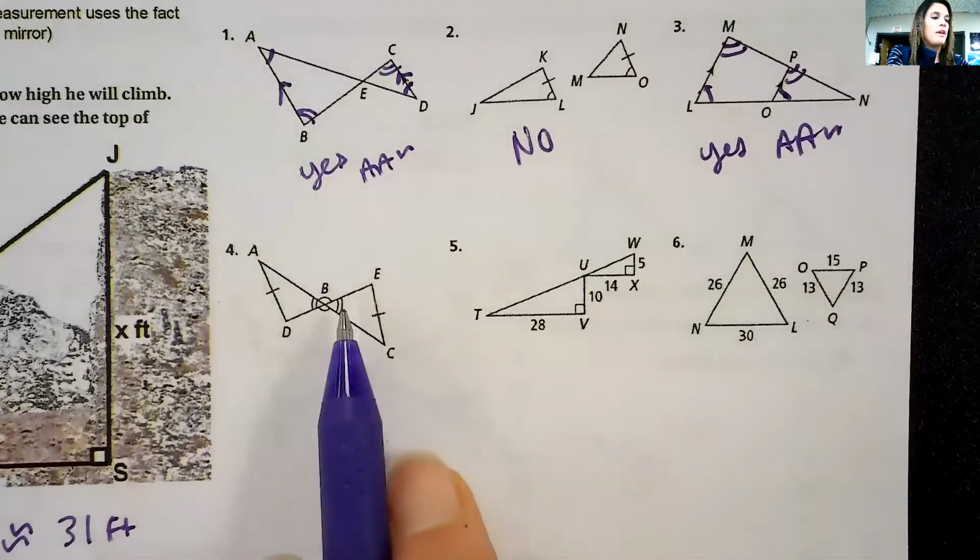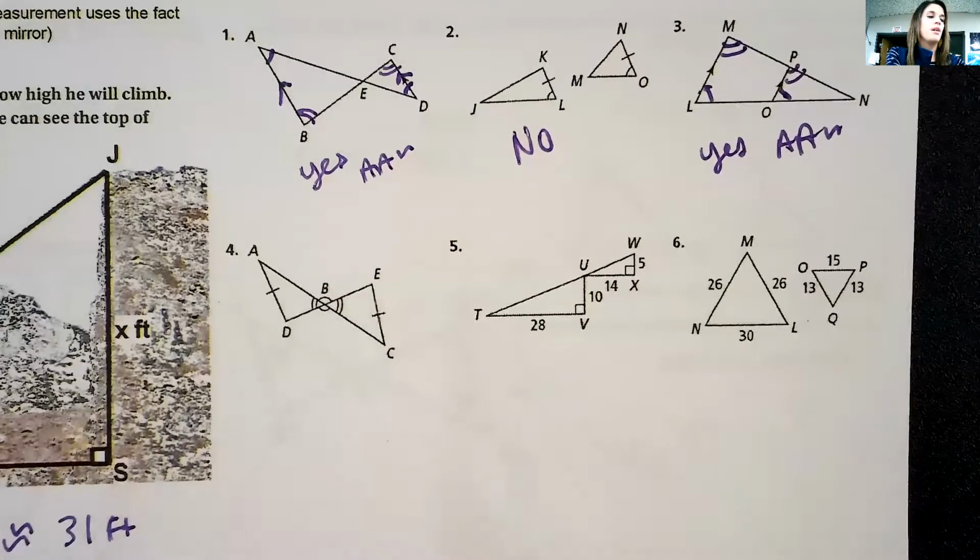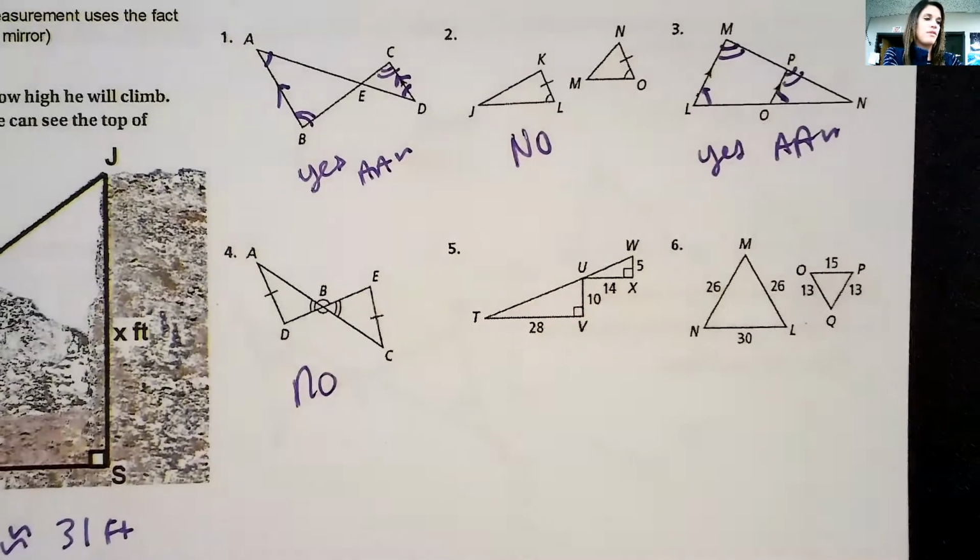Number 4, they already marked this vertical angle. We have 1 side marked. Is that enough information? 1 side and 1 angle. Nope. Not enough information.